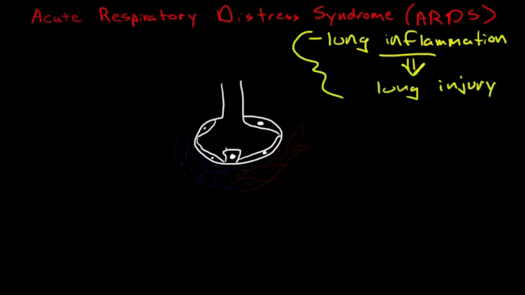Now, the lung inflammation is really centered around the nexus between the capillaries and the alveoli and the thin membrane in between. So this is really a syndrome of inflammation of the pulmonary alveoli and capillaries. Now, it can be caused by a number of things. So causes or predisposing events.